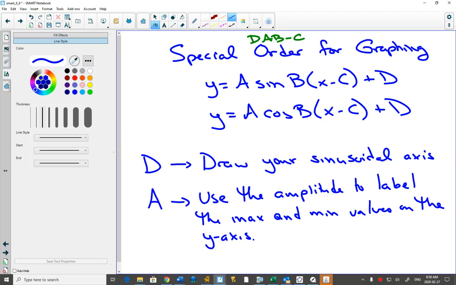How does that work? Well, if you know your center line is at 2 and your amplitude is 3, you'd go up 3 from 2, your max value would be 5. You'd go down 3 from 2, your min value would be -1.